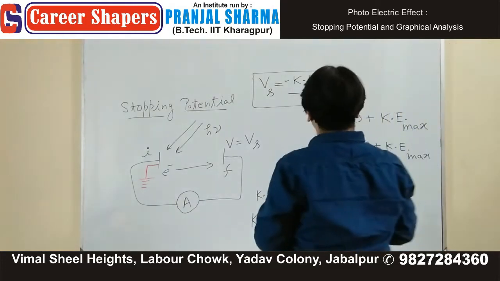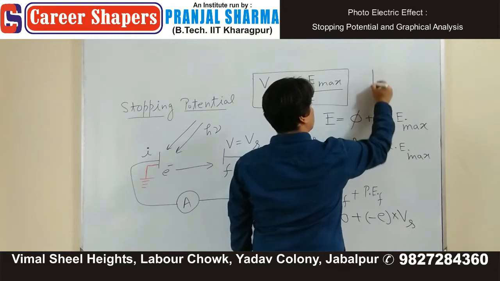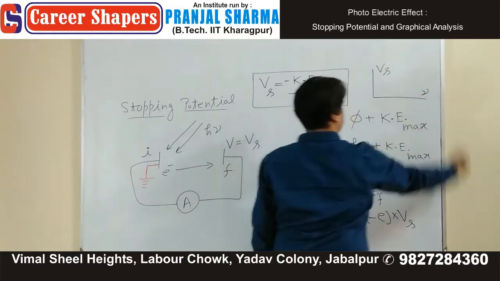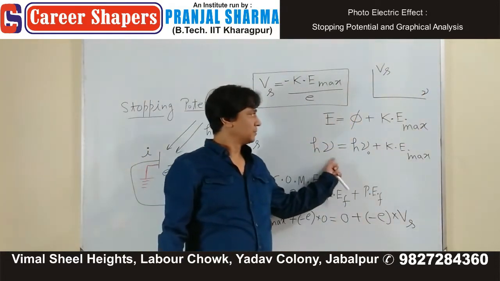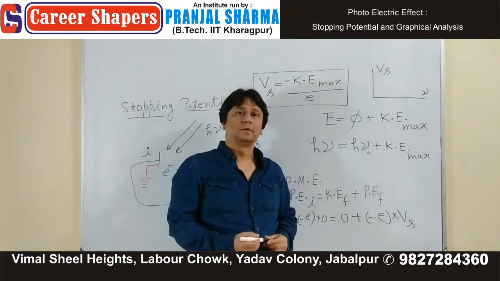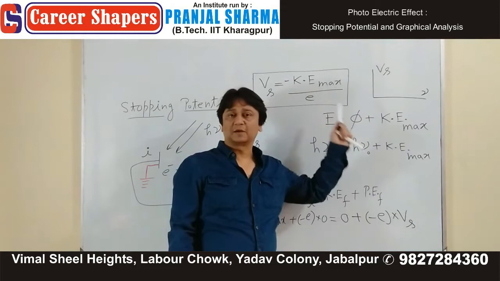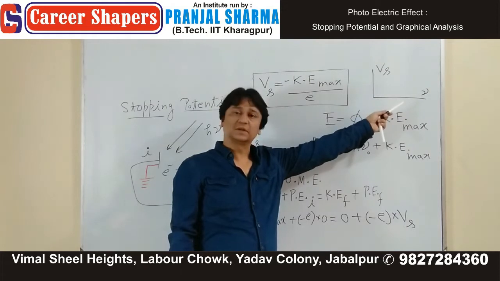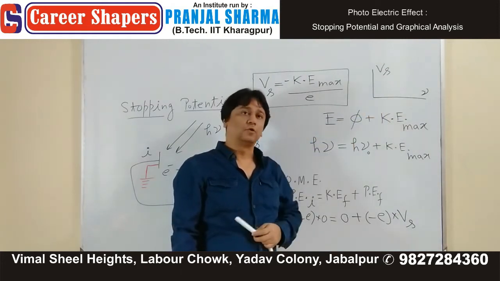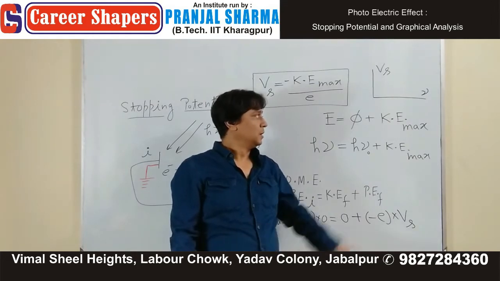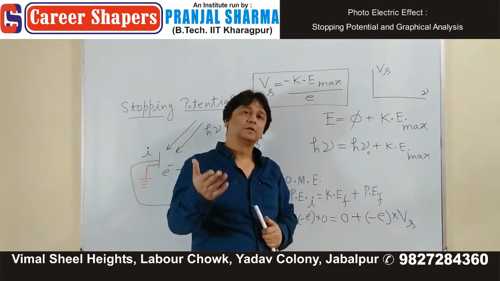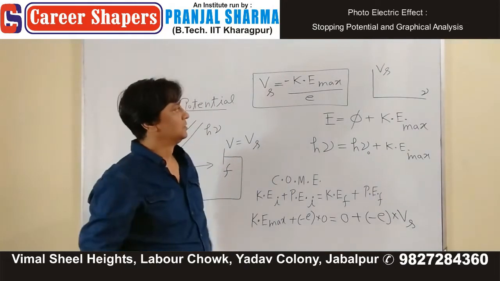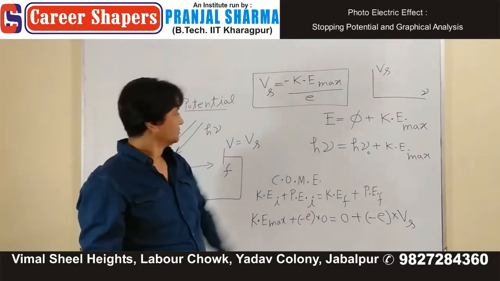Now, plot a graph of Vs and incident frequency nu. Vs and nu. You can expect this type of thing in board examination. Graph of stopping potential versus frequency of incident photon. Try to draw this graph, and then once I produce an answer, if you have drawn the same thing, you will write yes in the comment box. I'm giving you 30 seconds for this.